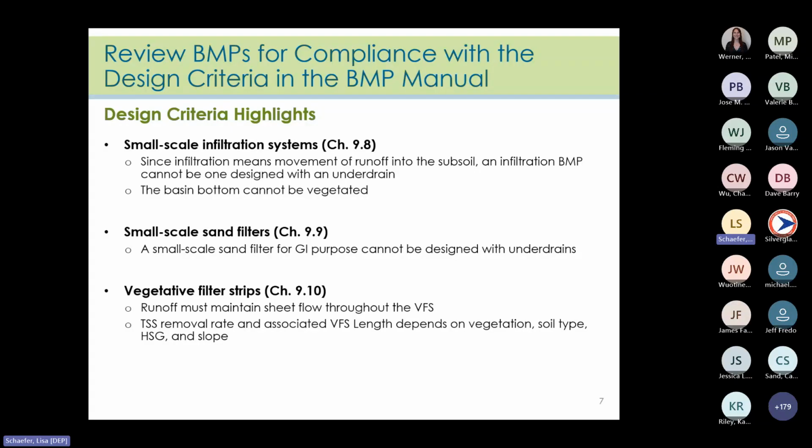Vegetative filter strips. Well, not every piece of a vegetated area can be recognized as a vegetative filter strip. Only those areas that are designed and maintained strictly in compliance with the design criteria of the vegetative filter strip chapter can have the TSS removal rate listed in the chapter. The TSS removal rate and the filter strip length depend on the vegetation, the soil type, HSG, and slope. There are figures and curves that you can use to find the TSS removal rates associated with these 4 parameters.